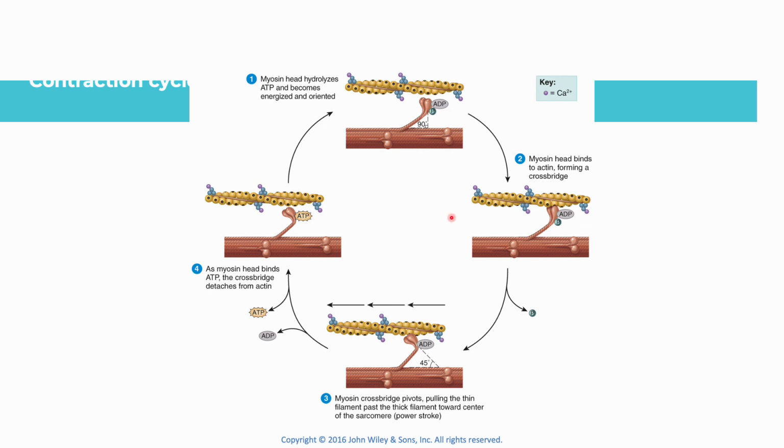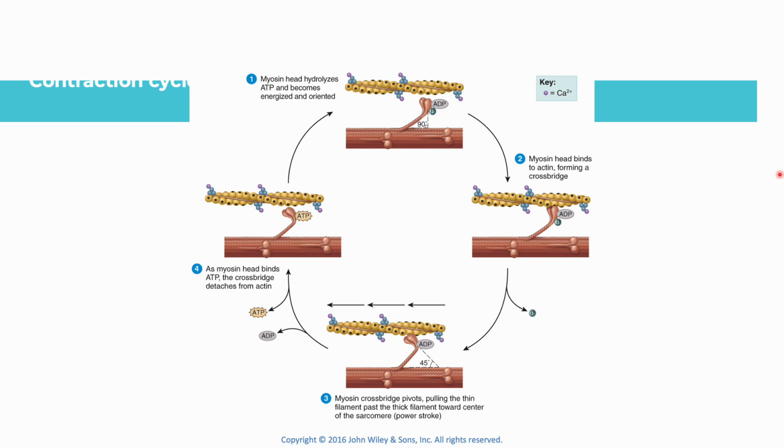All right, so let's go over the contraction cycle. We'll start off with number 1, ATP hydrolysis. This is what's taking place in step 1. Now remember what we said earlier. The myosin head includes the ATPase site, right? So this is the ATP binding site that will hydrolyze ATP into ADP, adenosine triphosphate into adenosine diphosphate.